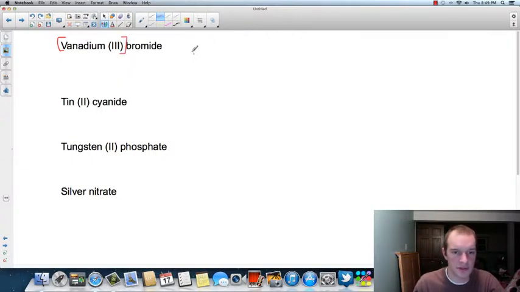So what that tells us is we're talking about vanadium with a 3 plus charge. When we look at our periodic table for bromide, we know that we can find Br. It's got a -1 charge. Now it's just straightforward, the way we've done it with everything else. We've got a total 3 plus charge here, a 1 minus charge here. In order to make it neutral, you have to have the formula VBr3.